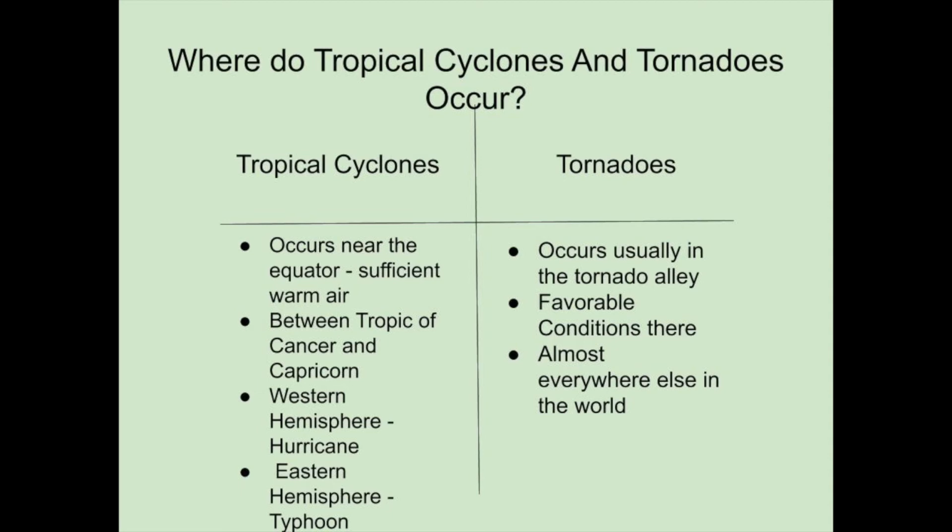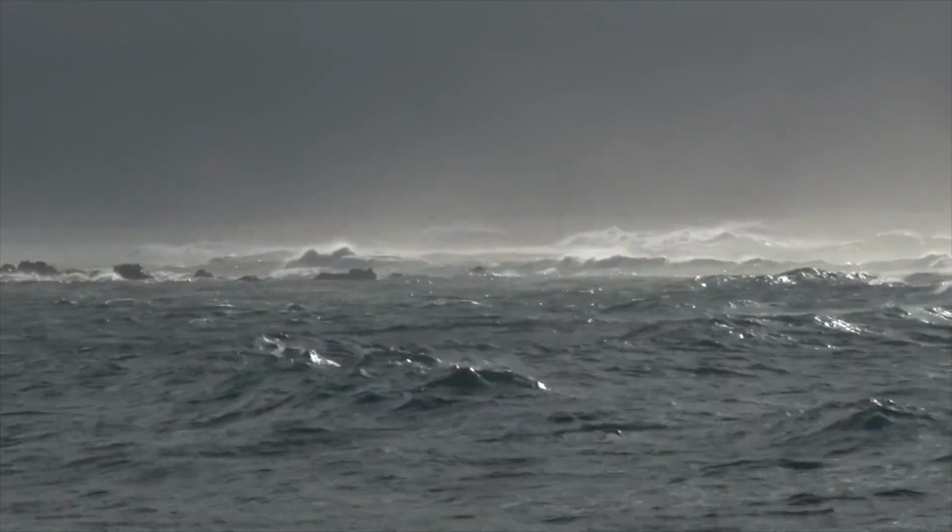Tornadoes form usually in the tornado alley, where there is warm moist air from the Gulf of Mexico and cold dry air from Canada, a favorable condition for tornadoes to form. Otherwise, they can form almost everywhere in the world as long as conditions are favorable. How do we categorize them?